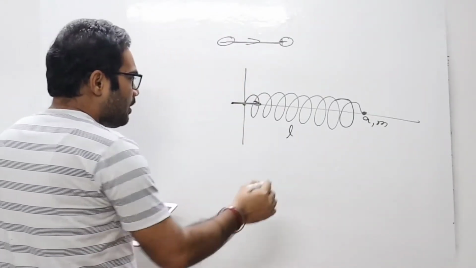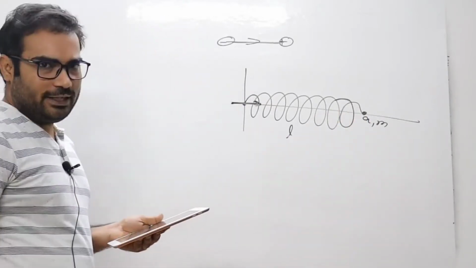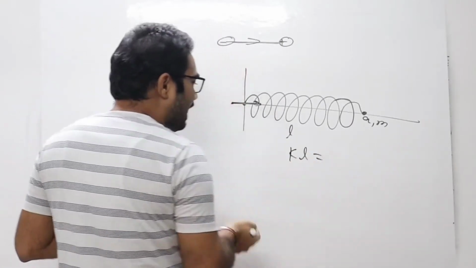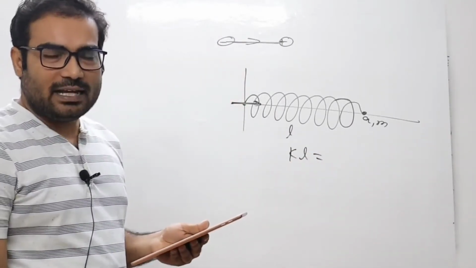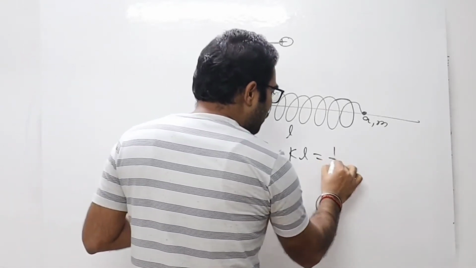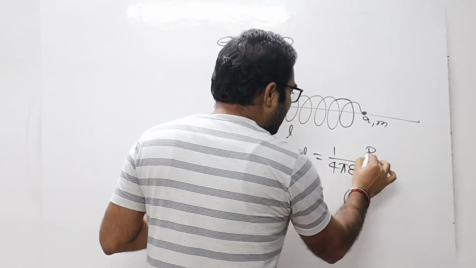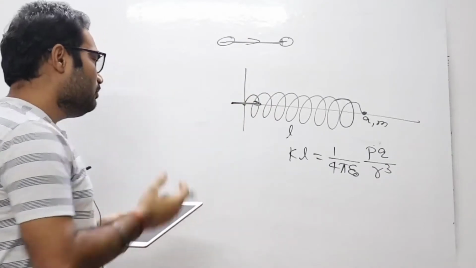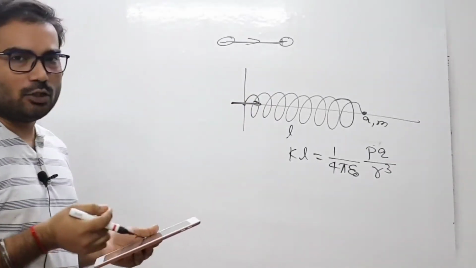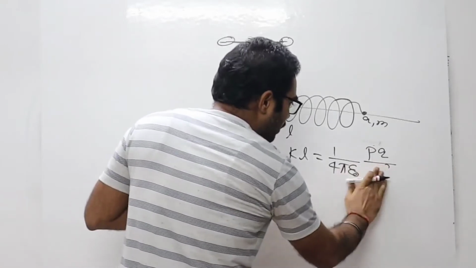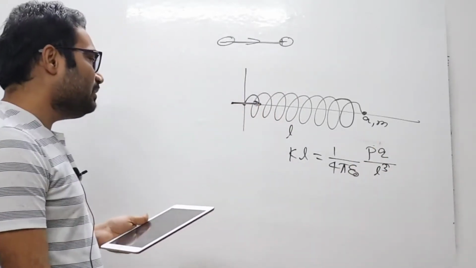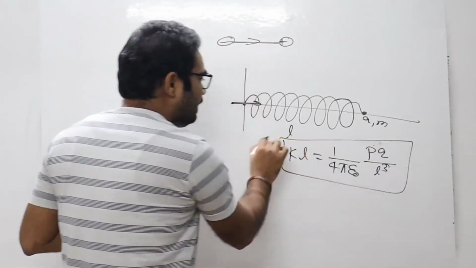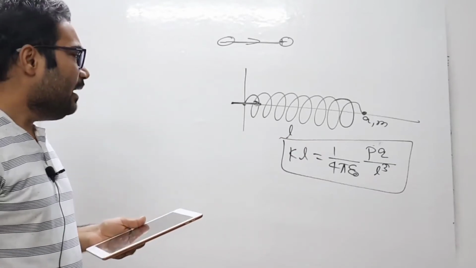First of all, because this charged particle is in equilibrium, the spring force KL will be balanced by the electrostatic repulsive force, which is equal to 1 by 4 pi epsilon naught p q by r cube. P is the electric dipole moment of the point dipole placed at the origin. This r is equal to L, so you can write that KL is equal to 1 by 4 pi epsilon naught p q by L cube.